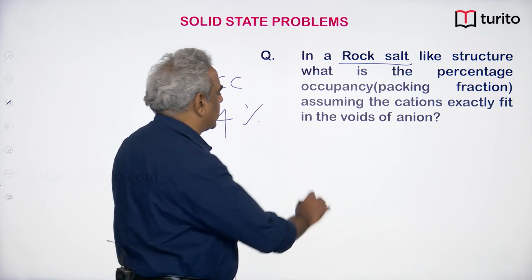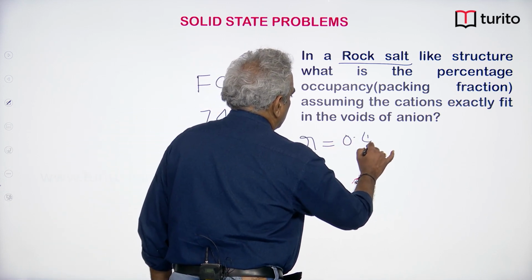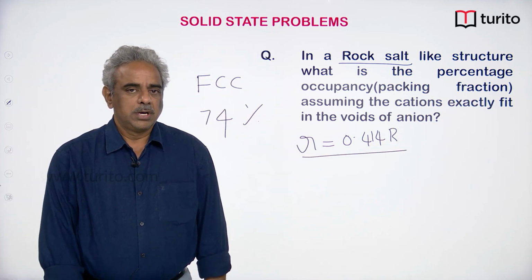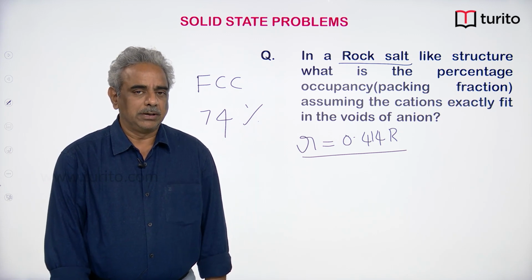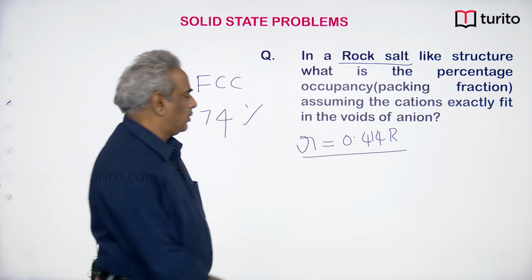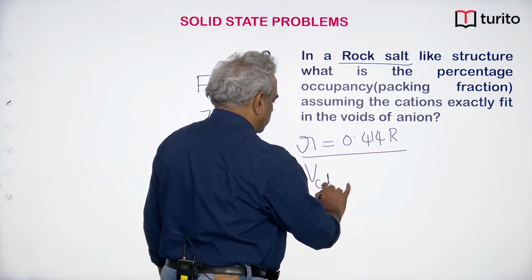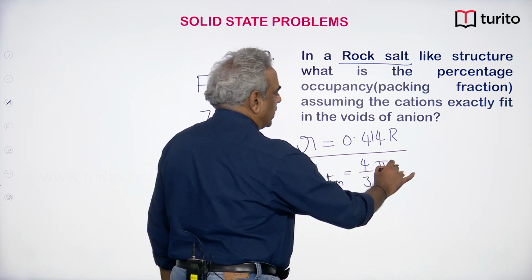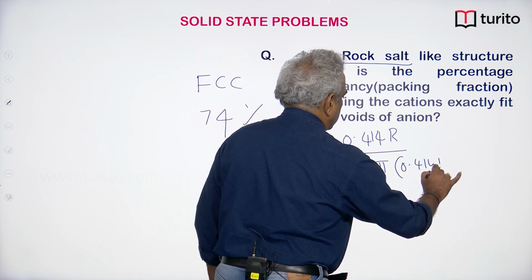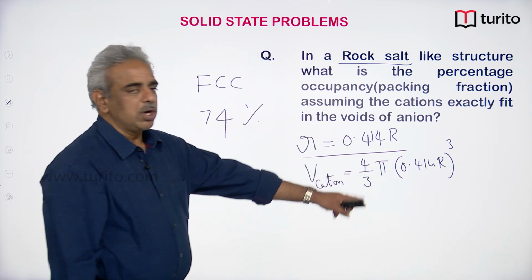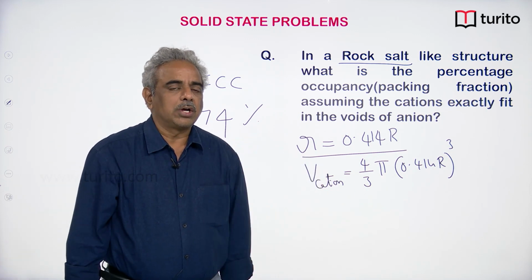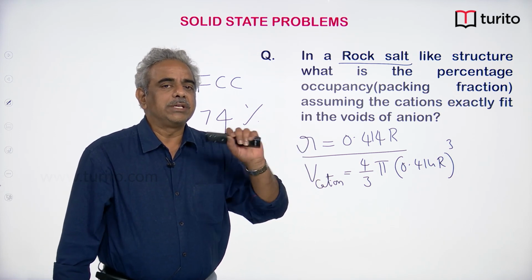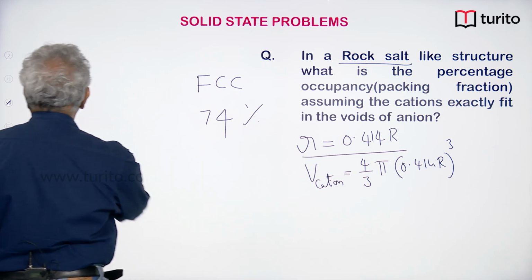And what is the radius of an octahedral void? We have already done it: 0.414 capital R, where R is the effective radius. So, there are 4 cations present per unit cell. And what is the volume for this radius? Volume of cation is 4 by 3 pi radius of cation cubed, which is 0.414 R cube. How many cations do we have in a rock salt unit cell? 4 cations, because of the body center and each edge. So, there are 4 cations.